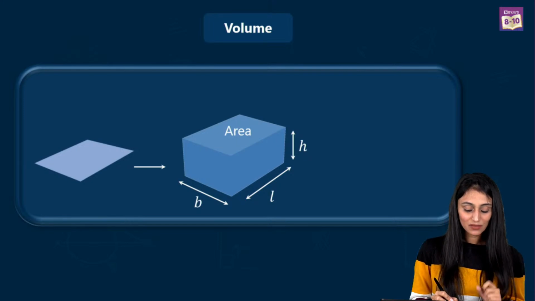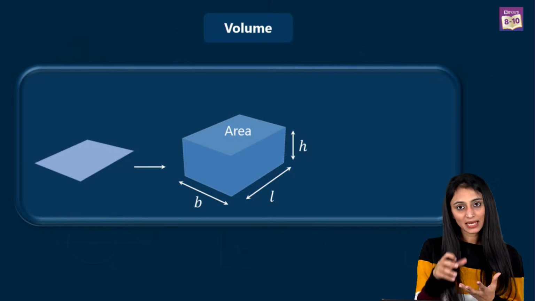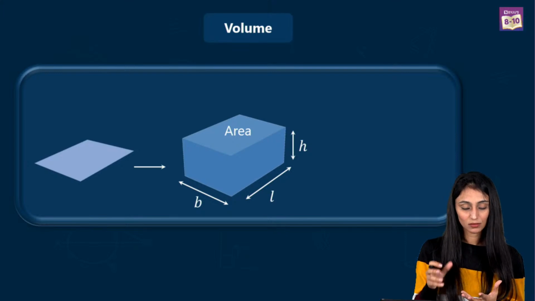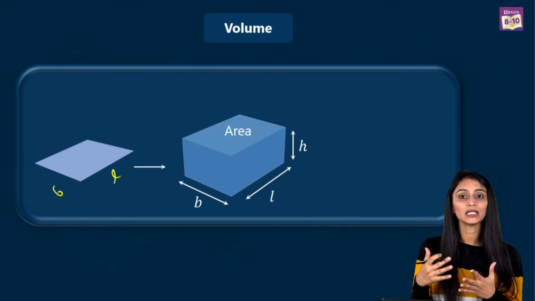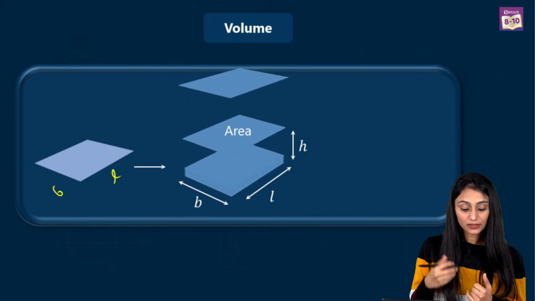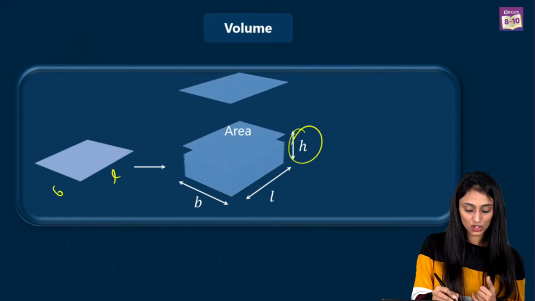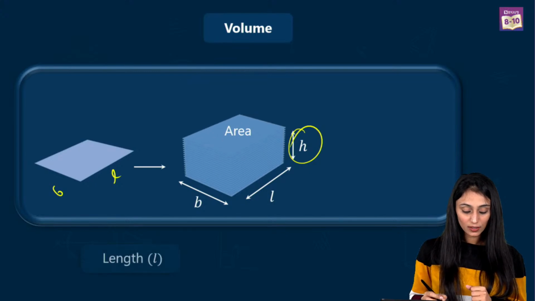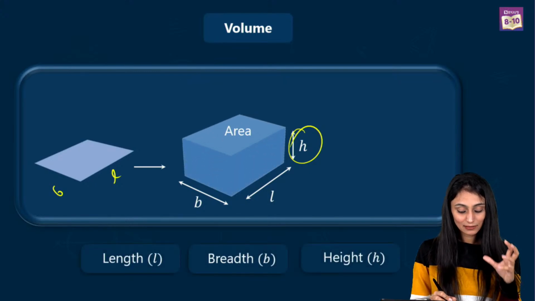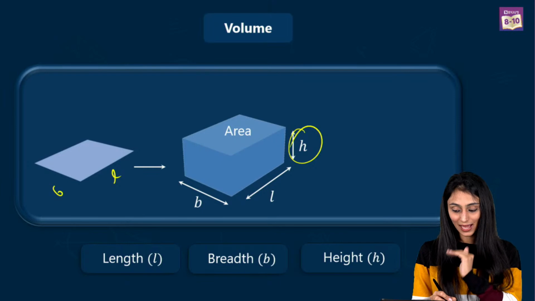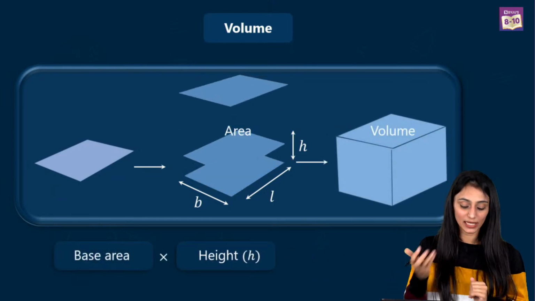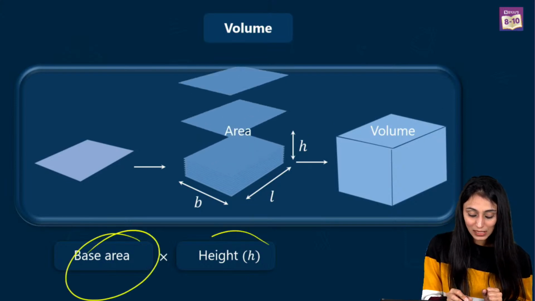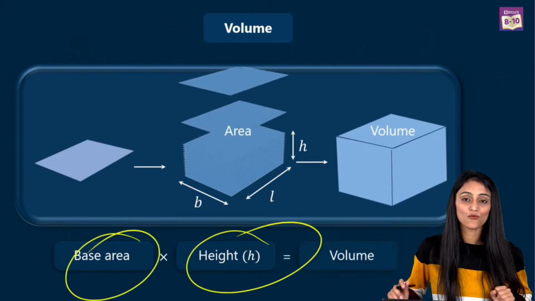Alright, so here you can see we have a rectangle, and when you keep piling up rectangles of the same dimension, a rectangle has a length and width, right? The same dimension on top of each other, you get a cuboid such that it reaches a certain height, that is h, right? So here a rectangle has length and breadth, whereas a cuboid has length, breadth as well as height. So simply when height is also included in that, then we get a volume. So base area multiplied with height gives us the volume.